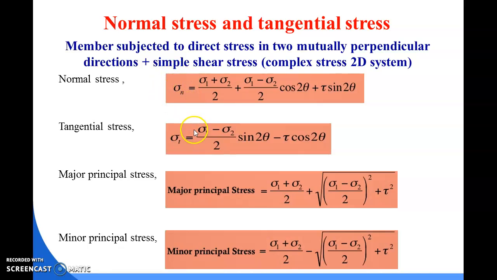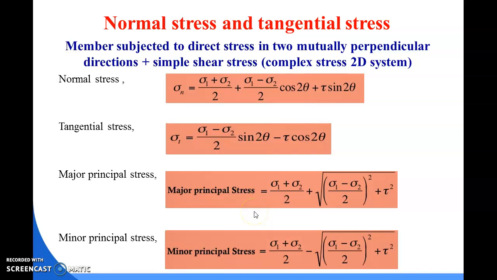In this way, the formula for tangential stress is (sigma 1 minus sigma 2) divided by 2 times sin 2 theta, minus tau cos 2 theta. Okay, and also you can determine the major principal stress and minor principal stress. The major principal stress means the maximum value of stress in the principal plane, and the minor principal stress means the minimum principal stress in the principal plane.